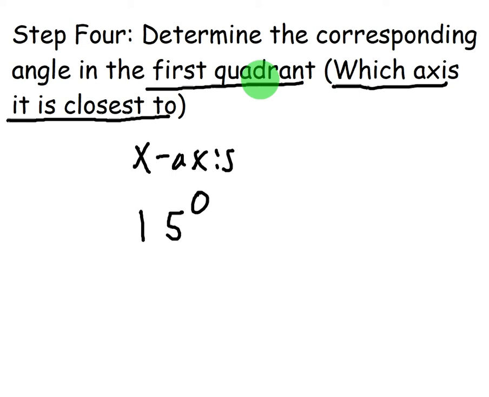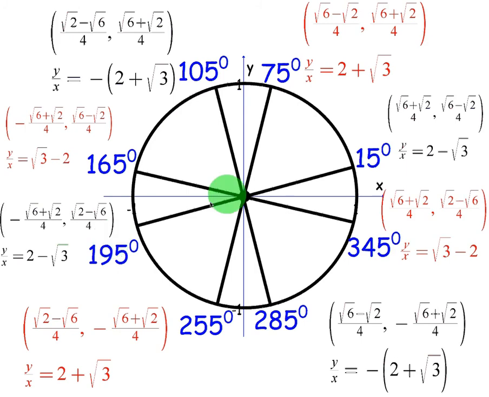Step 4 is to determine the corresponding angle in the first quadrant. Okay, so I will go back to it so you can see here. What would be the corresponding angle in the first quadrant of 195? Well, again, it's closest to the x-axis. Which of these two angles, 15 or 75, is closest to the x-axis? The answer is 15. So this is our corresponding angle and point. And again, secant is 1 over x, so we're going to hone in on the first part of that coordinate, which is square root of 6 plus square root of 2 over 4. We're going to find the reciprocal of that to figure out what secant would be at 15, and then just basically take that and make it negative to figure out what secant of 195 is.